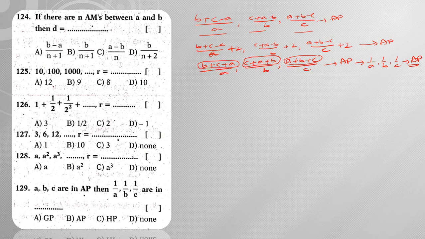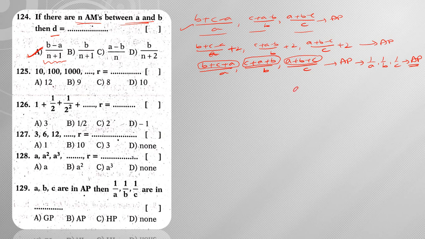So this is about this particular term. You are going to get this particular approach in your higher classes, but you need to learn it, right? If there are n AMs between a and b, then what is the value of d? The value of d is given by (b - a)/(n + 1). You have already used this formula in your 9th class, right? Now let us see how.